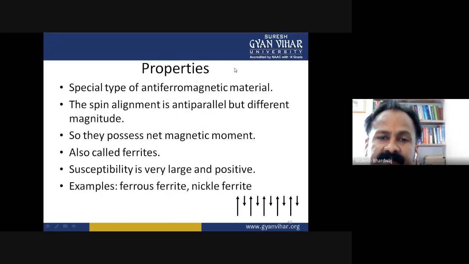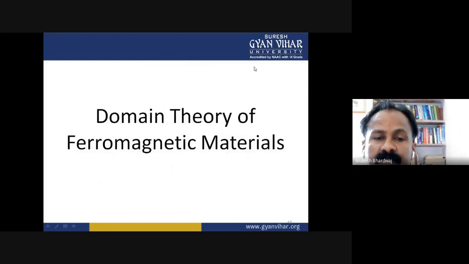Ferrimagnetic materials. Property: a special type of anti-ferromagnetic material. The spin alignment is anti-parallel but of different magnitude, as shown in the figure. So they possess net magnetic moment, and are also called ferrites. Susceptibility is very large and positive. Examples: ferrous ferrite, nickel ferrite. Domain theory of ferromagnetic material.